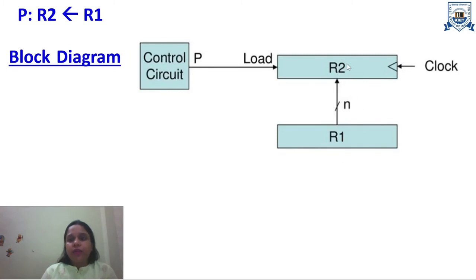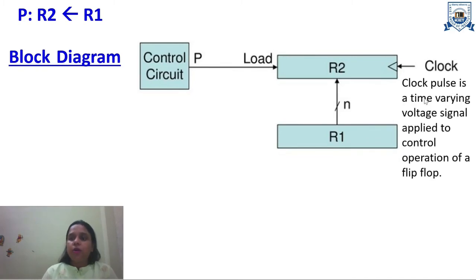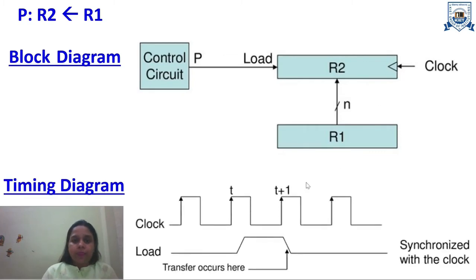Now this circuit is synchronized with the clock. What is a clock? A clock pulse is a time varying voltage signal applied to control the operation of a flip-flop. And where are the flip-flops? These registers are made of flip-flops. So this clock is a time varying voltage signal which goes up and down.